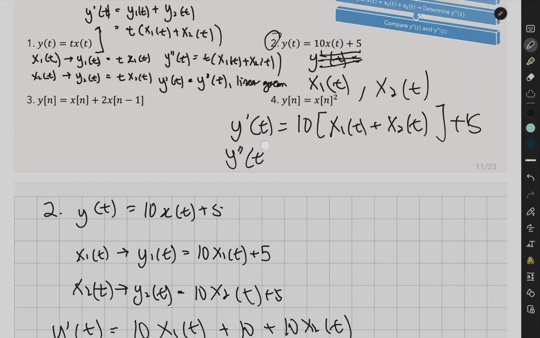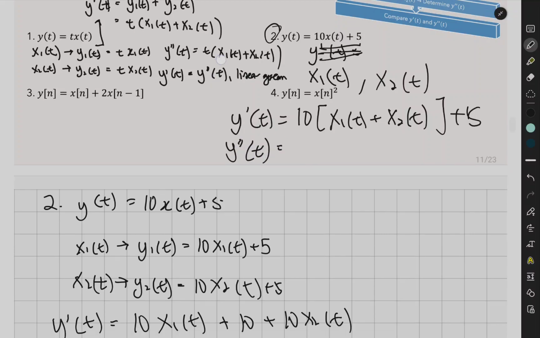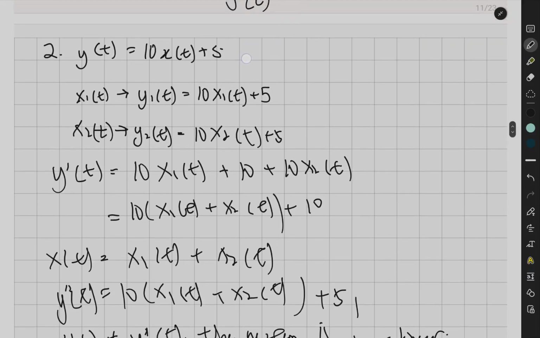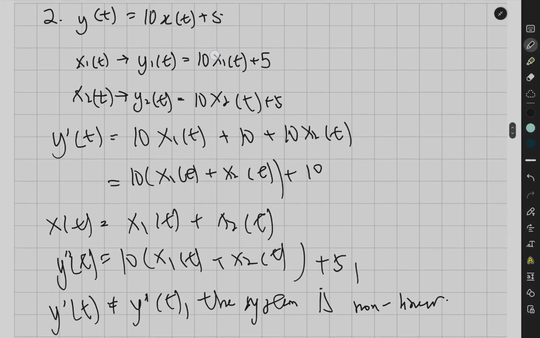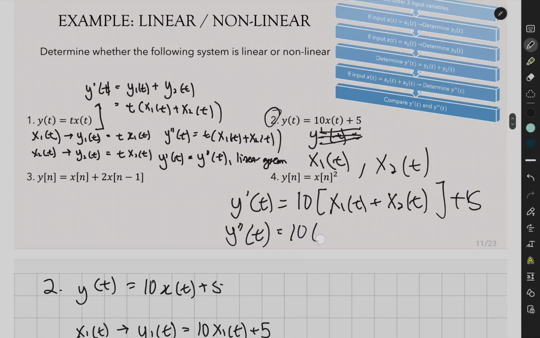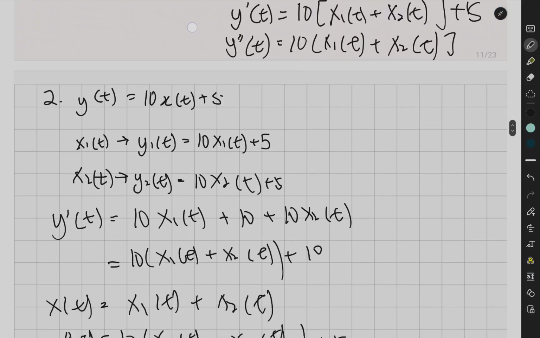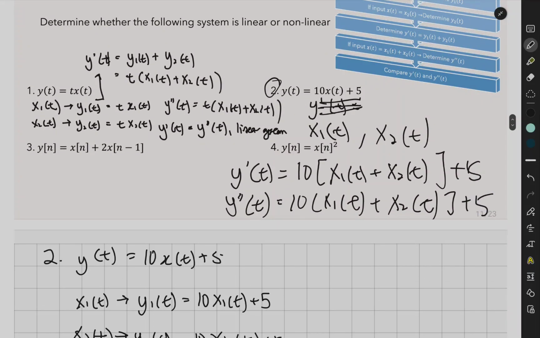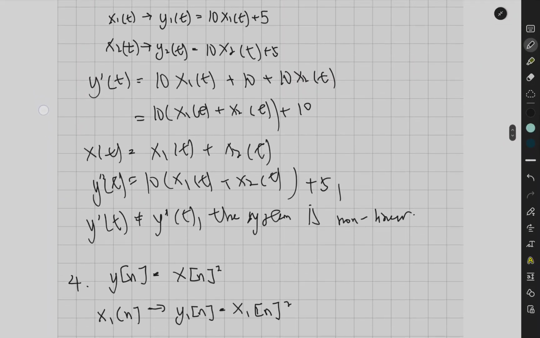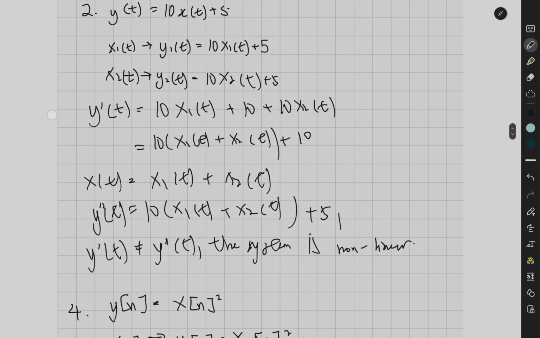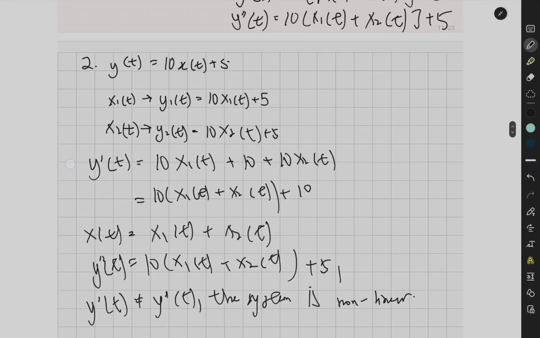Let's see parallel. The input is put into different functions. So how should we do it? Same, we also use 10x(t), where we substitute x(t) equals x1(t) plus x2(t). So this is how we do it. It seems like we get the same result. Hence, this system is a linear system. But why did I say non-linear system?